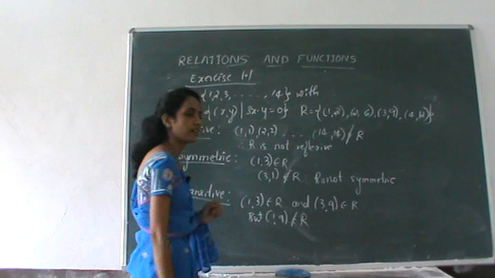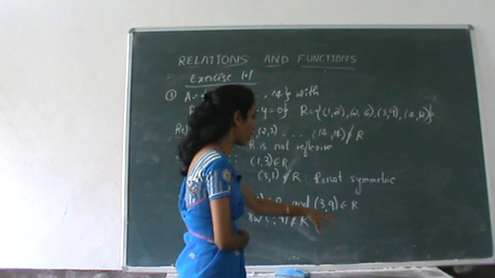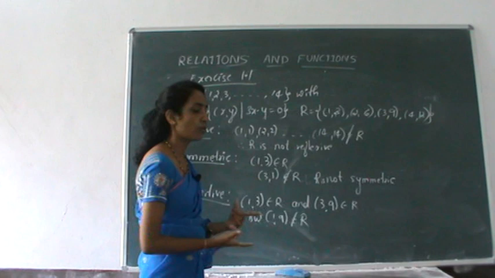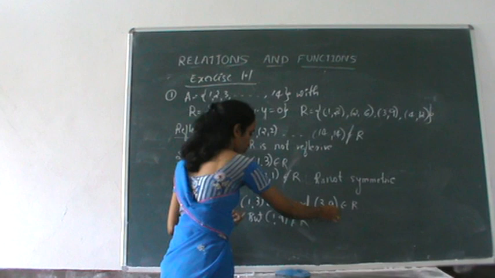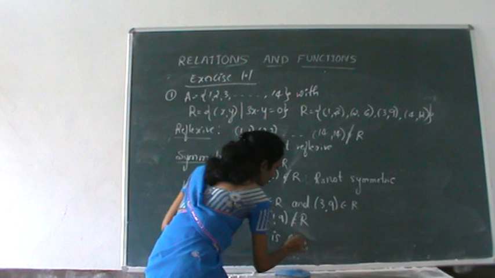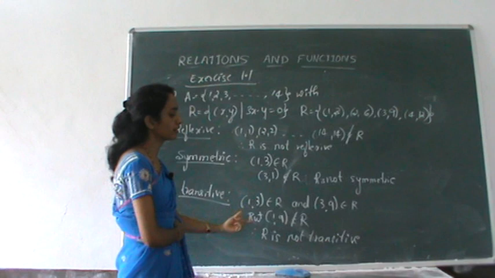If we have (1, 3) belongs to R, but we don't have (3, something) belonging to R, then this relation is transitive. If there is no pair such that (x, y) and (y, z) belong to R, then the relation is transitive. But here, (x, y) belongs to R and (y, z) belongs to R, but (x, z) does not belong to R. Therefore, R is not transitive. R is not reflexive, not symmetric, not transitive.